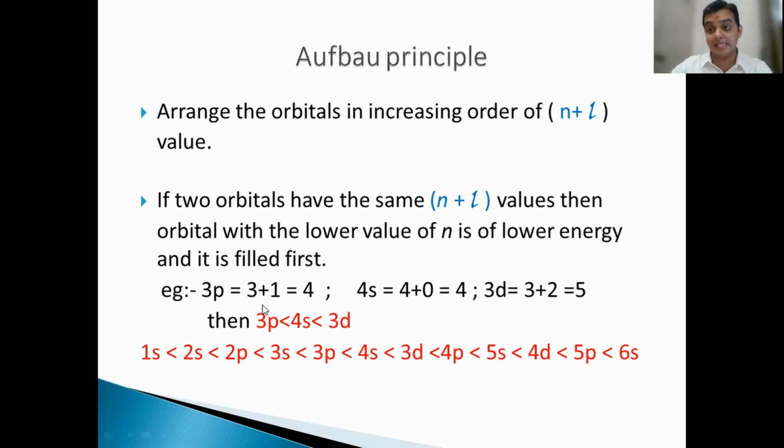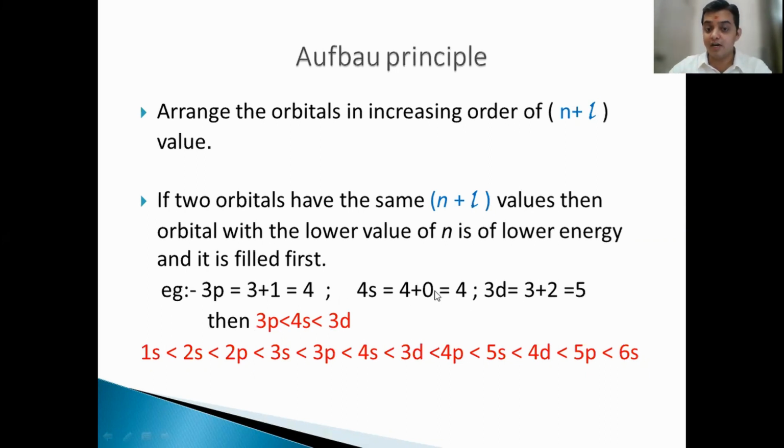So देखो मैंने आपको एक example दिया है. 3p is what? 3 plus 1 is 4. 4s is what? 4 plus 0 is 4. 3d is 3 plus 2 is 5. I hope you understand. P ka L number is 1, so 3 plus 1 is 4. 4s is 4 plus 0, that is S ka L value will be 0, 4. And 3d is 3 shell number, D ka L value is 2, 3 plus 2, 5.